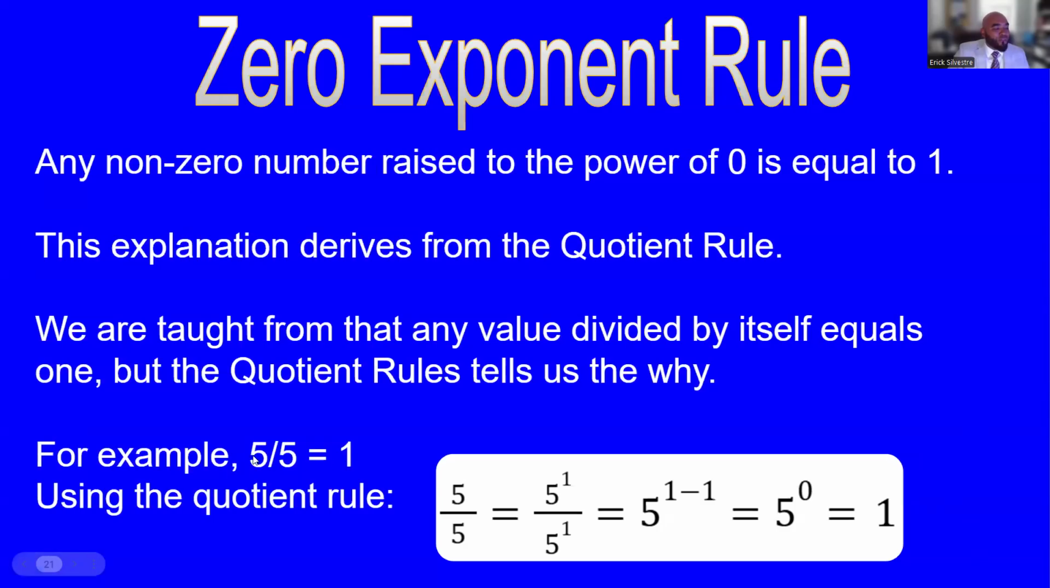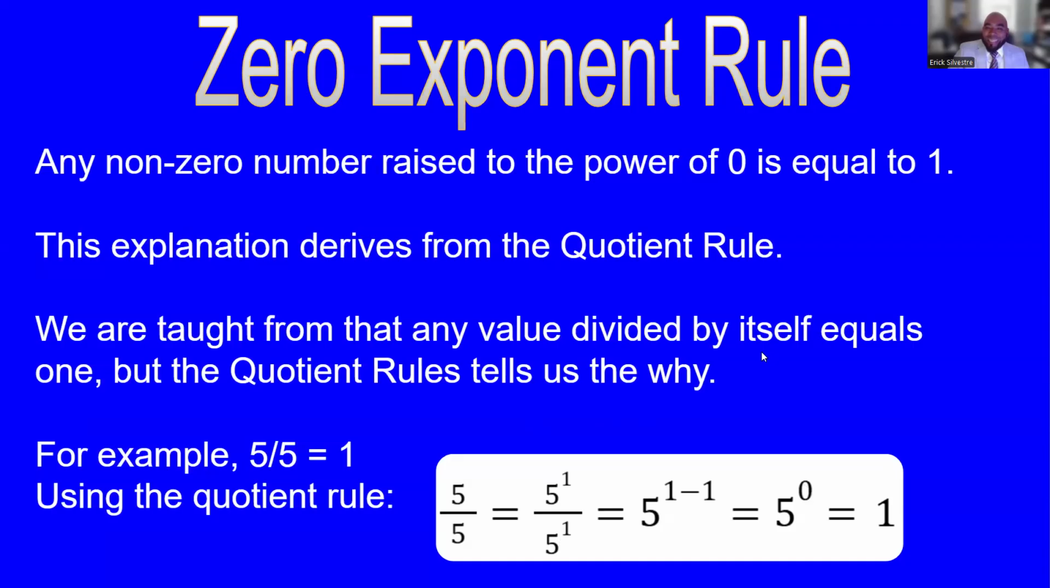For example, if I divide 5 by 5, I get 1, right? If you use the quotient rule, we know that 5 over 5, if the number doesn't have an exponent, we know that there's always a 1. So 5 to the 1st power divided by 5 to the 1st power, same base. You subtract the exponents, 1 minus 1 gives you 0. Therefore, 5 to the 0 is equal to 1.